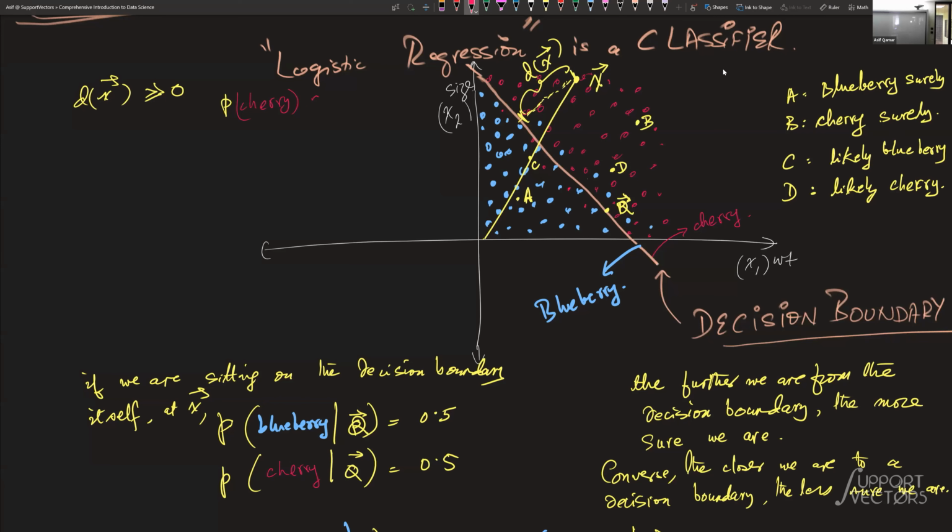Cherry is approximately 1, isn't it? If the distance is much greater than 0, it means you're really far from the decision boundary in the positive direction. If the distance is less than 0, it means you're far inside, like point A, this point, right? If you're on the lower side, distance is negative, because you take the distance to be positive on the upper side, and downwards you take it to be negative. So here, the probability of a cherry is close to 0, right?